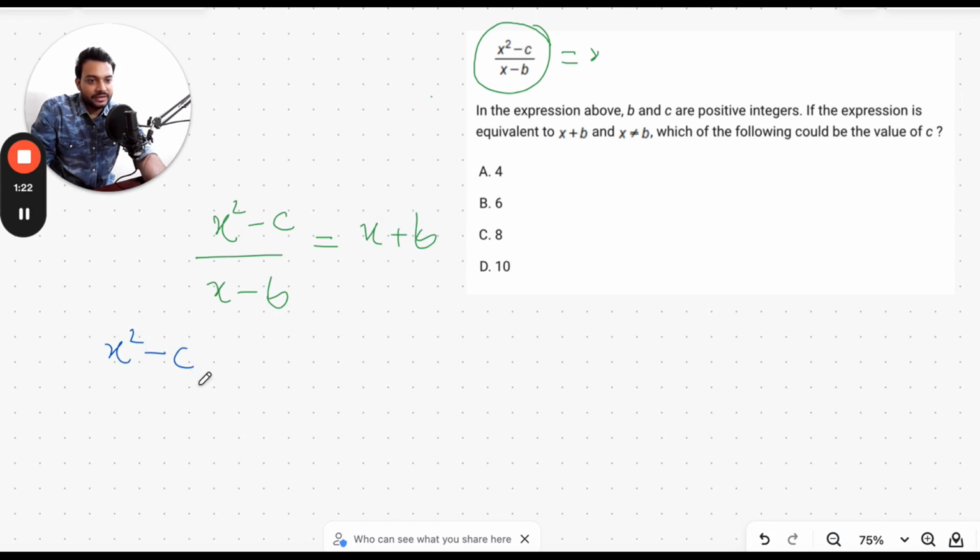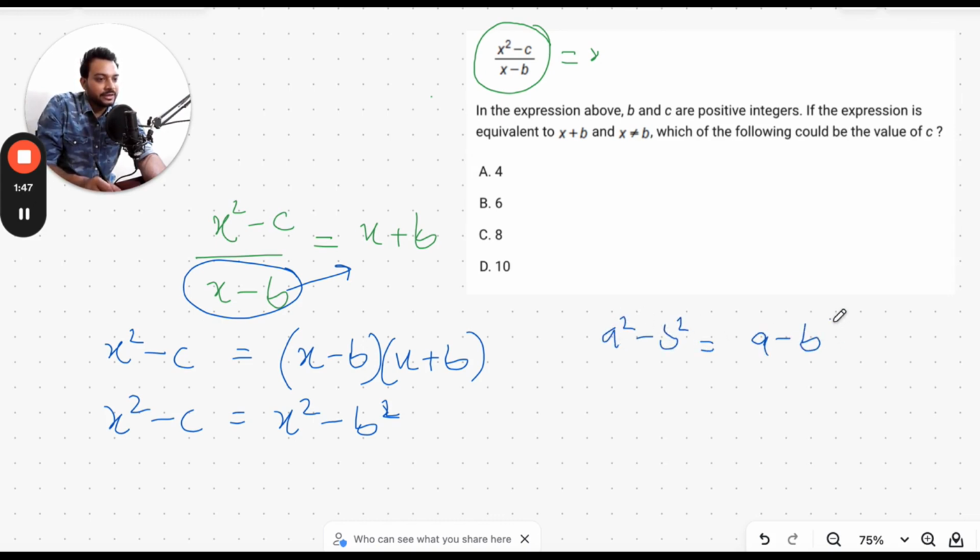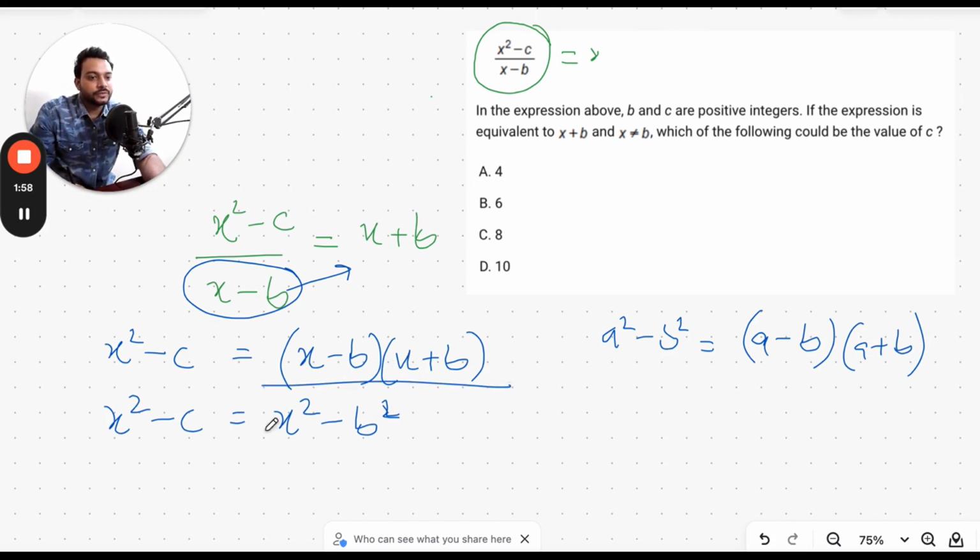x squared minus c, cross multiply x minus b to the other side. This is equal to x minus b times x plus b. And there's going to be x squared minus c is equal to x squared minus b squared. How? Because x minus b times x plus b, this is the same identity: a squared minus b squared is equal to a minus b times a plus b. This is the identity which should immediately come into your mind as soon as you see this expression. So this is a difference of squares.